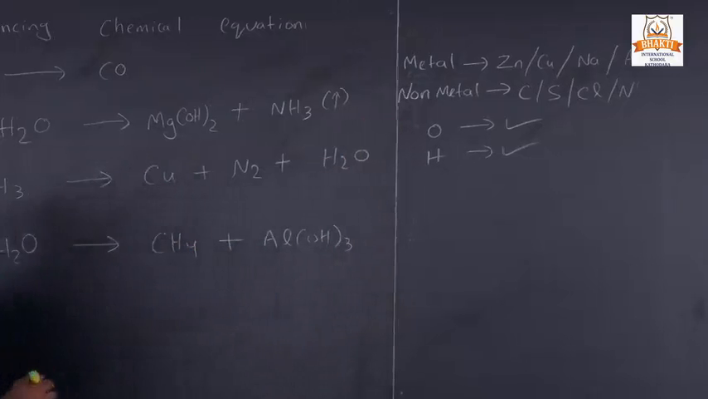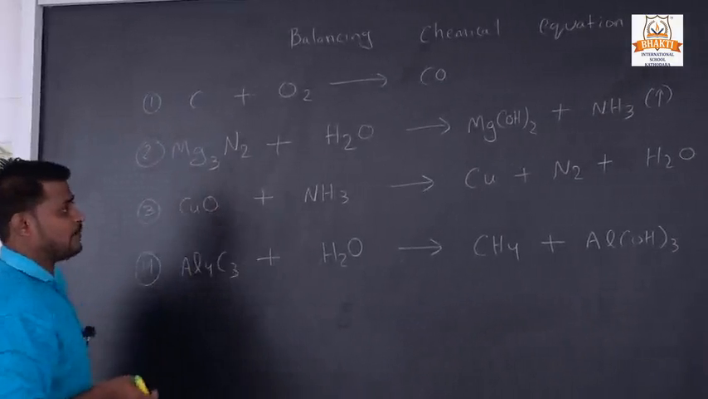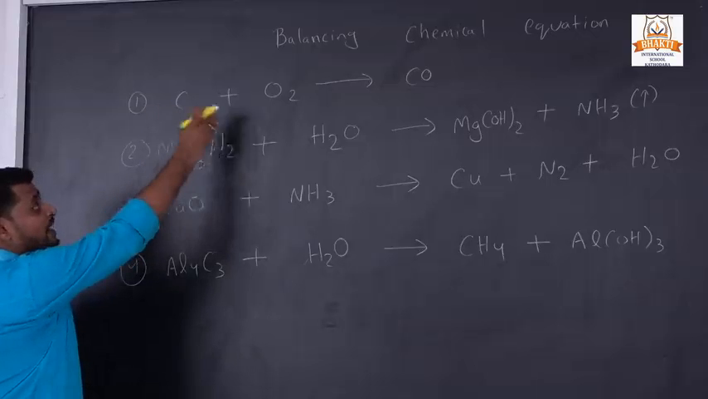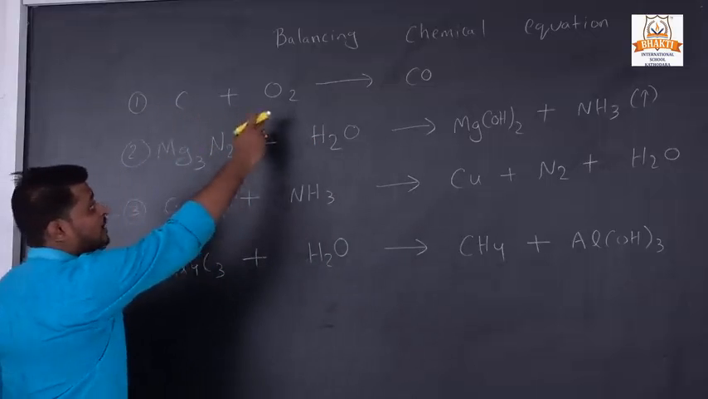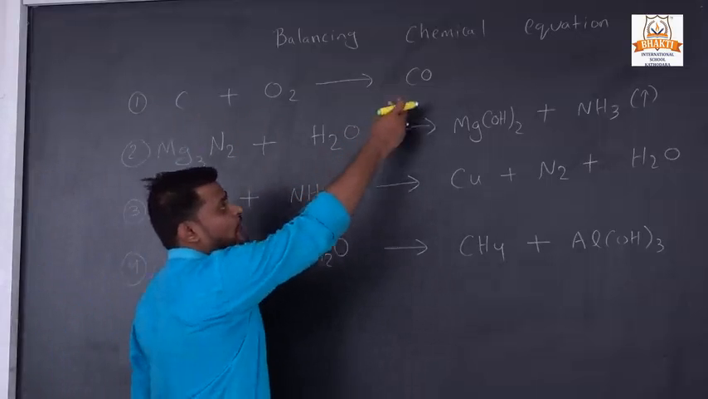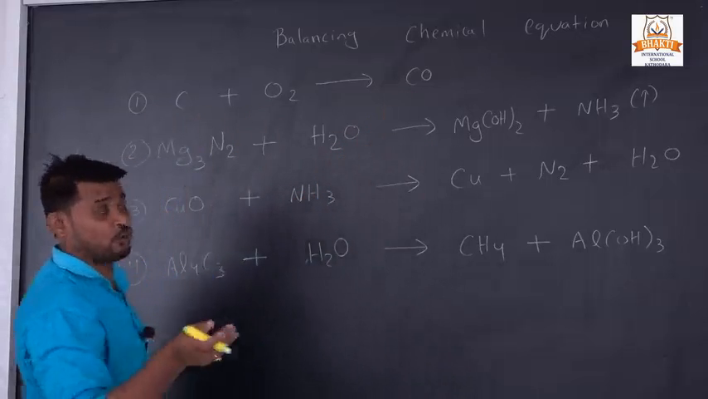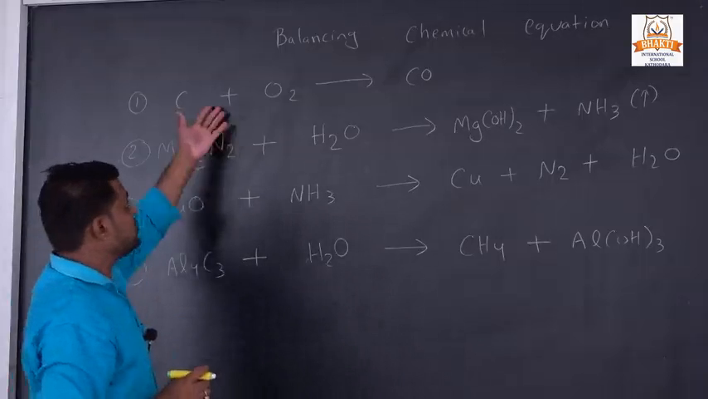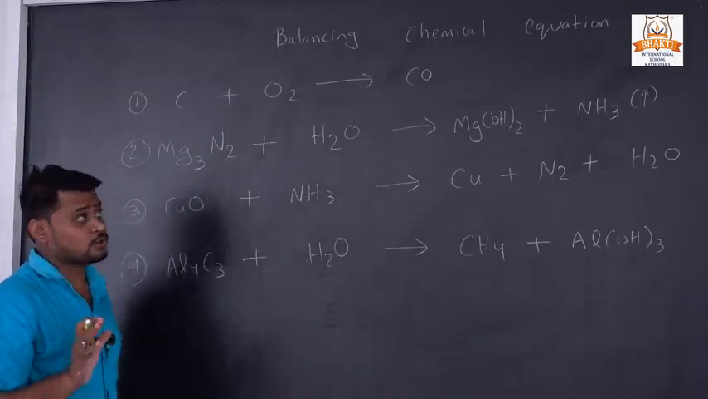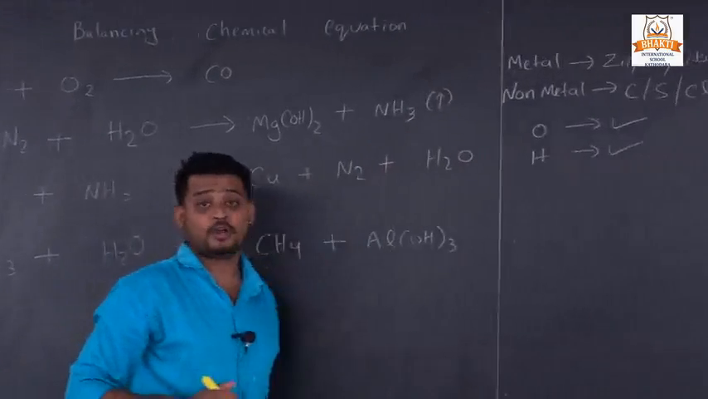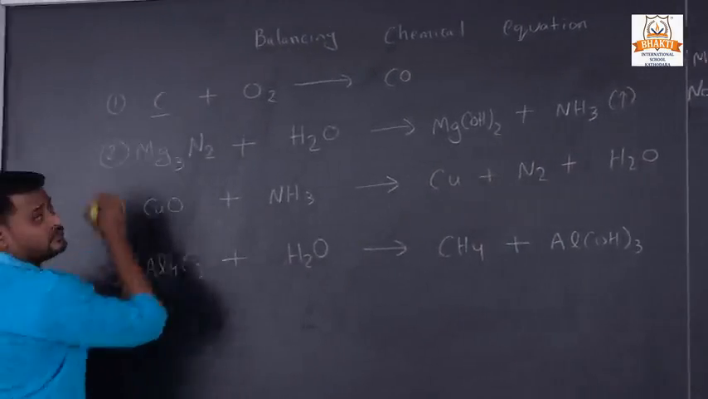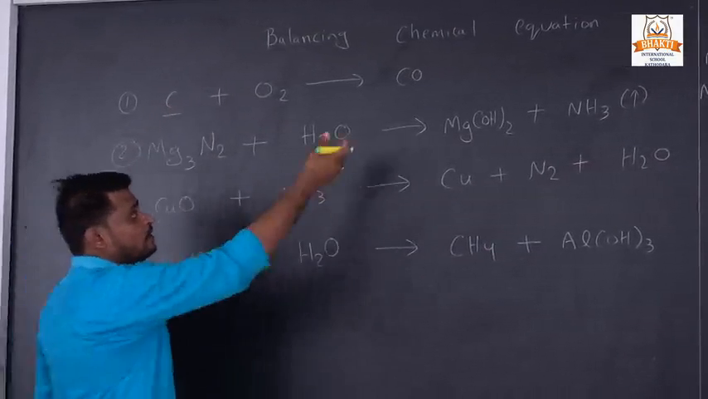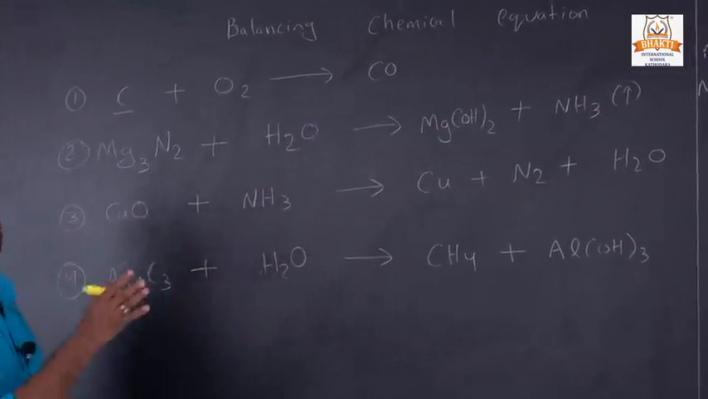Let's start how to balance. These are some examples. We will balance this. First we will take carbon. When carbon reacts with oxygen, it gives us as a product carbon monoxide. First we have to check metal. In this equation there is no metal, so we come to the next step, non-metal. Here the non-metal is carbon, and the number of carbon atoms is 1 here and also 1 here. Carbon, the non-metal, is already balanced.